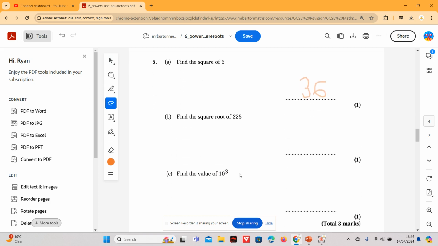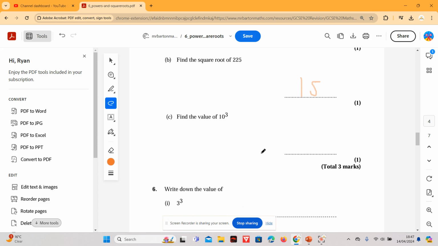Square root of 225. This is again something you unfortunately need to know, and there's not really much you can do to avoid it. This is just one you've got to learn off by heart. But if you do square root 225, you will get an answer of 15. So you've really got to practice that.